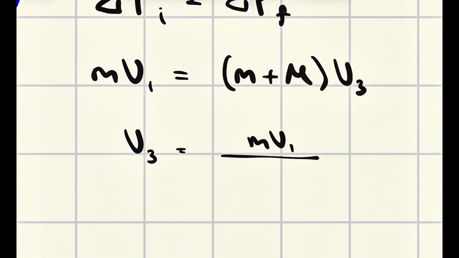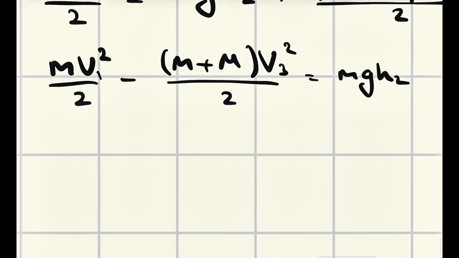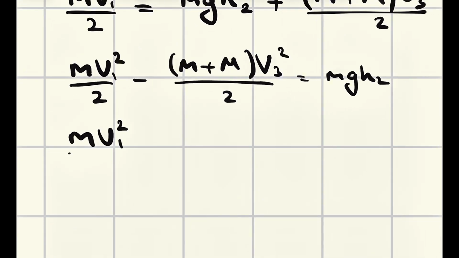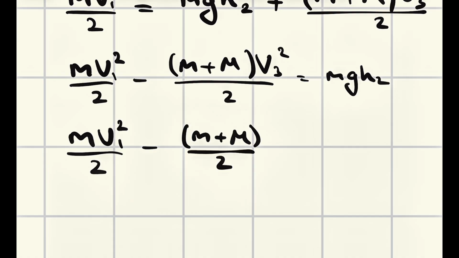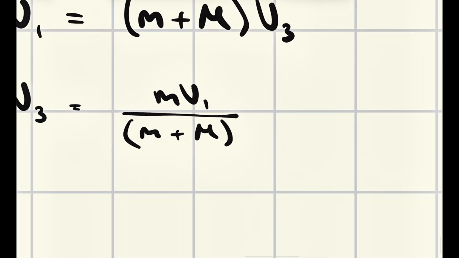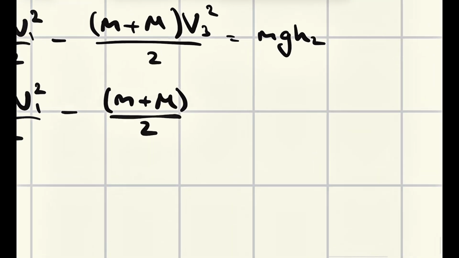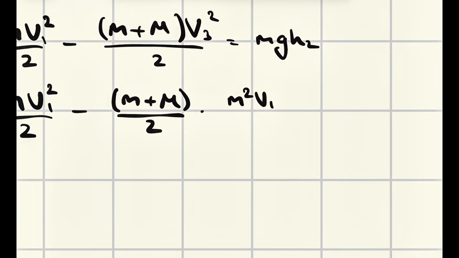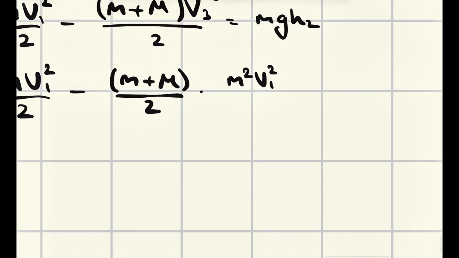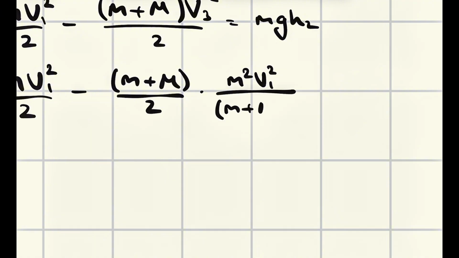It would be mv1 divided by m plus M, and we can put it inside of the v3, right? It would be mv1 squared divided by 2 minus this thing, (m plus M) divided by 2, but also v3 squared would be this, all of the elements squared: m squared v1 squared, is it v1? Yeah, v1, and below we have (m plus M) squared. Okay, one of the squares goes, this whole thing goes out, also equal to mgh2.